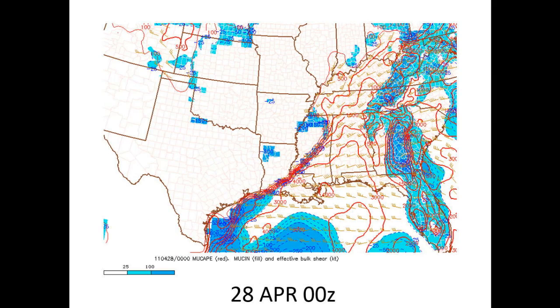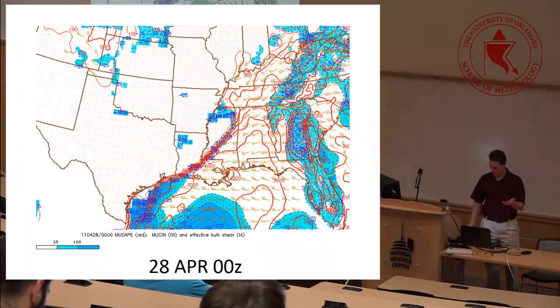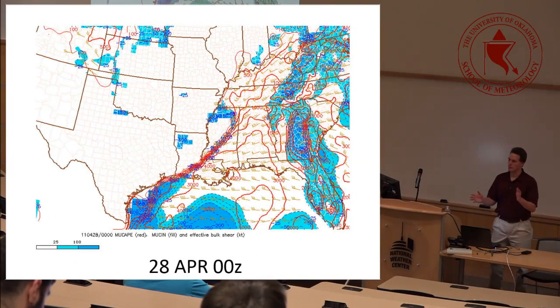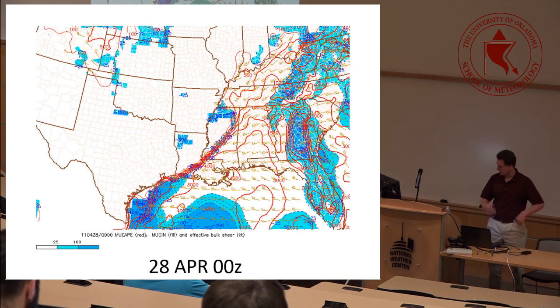And then, of course, by 0Z on the 28th, the outbreak is well underway. You see the classic pattern. There's not much convective inhibition, large shear vectors, large buoyancy, and bad things happen. So again, this is all set in motion by the synoptic pattern. It's just the evolution over multiple days leading up to this.